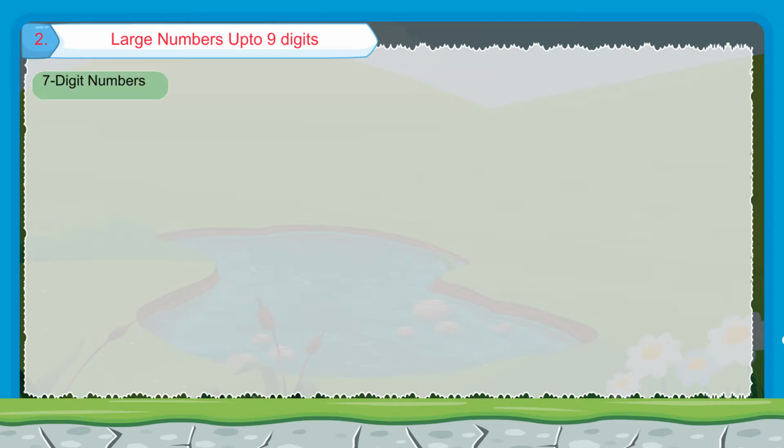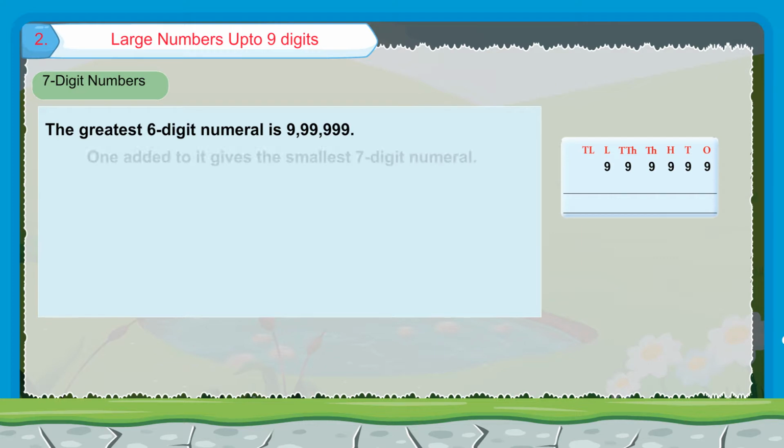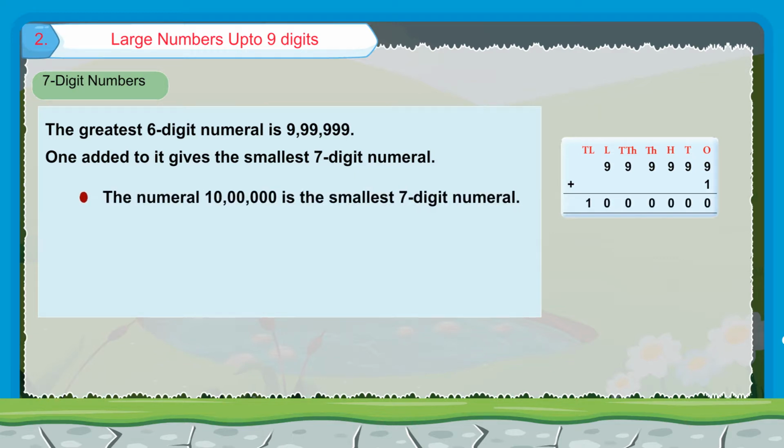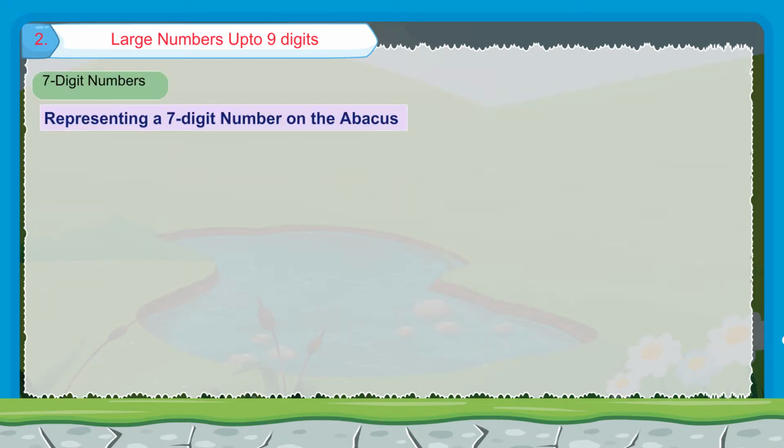7-digit numbers. The greatest 6-digit numeral is 9,99,999. One added to it gives the smallest 7-digit numeral. The numeral 10 lakhs is the smallest 7-digit numeral. We read 1,000,000 as 10 lakh. 10 lakh is the successor of 9,99,999.